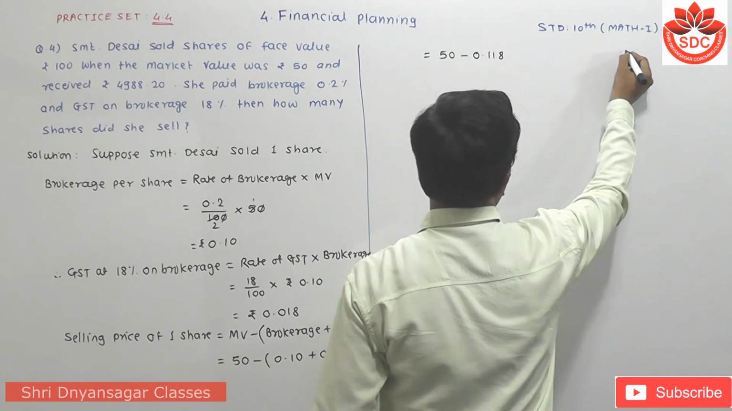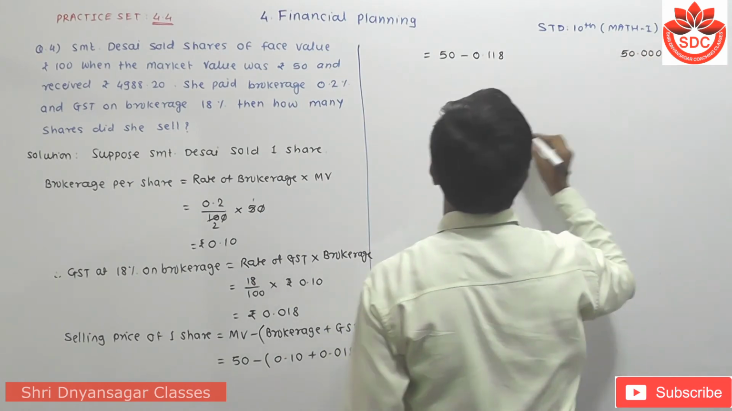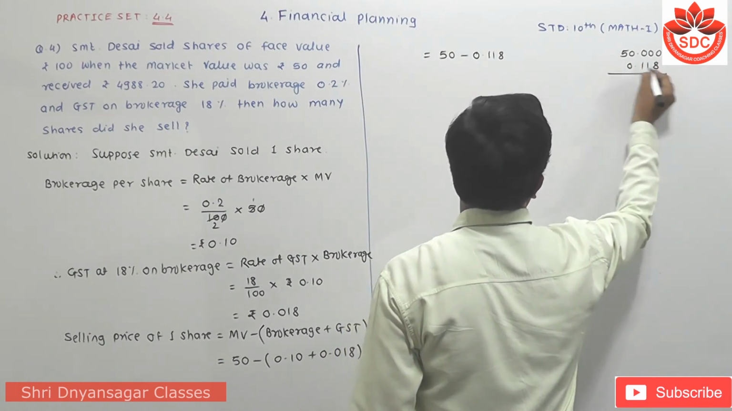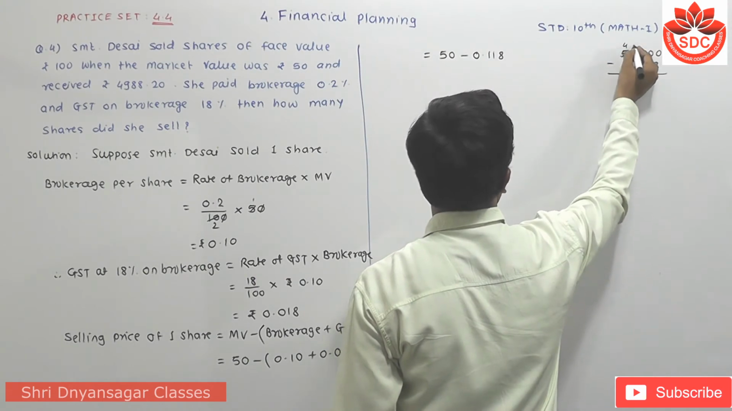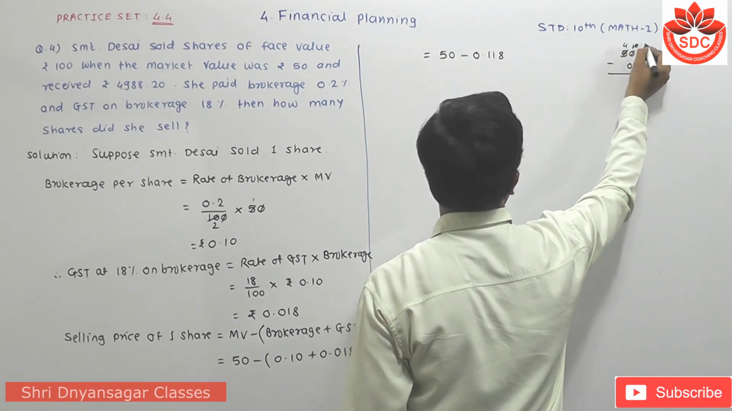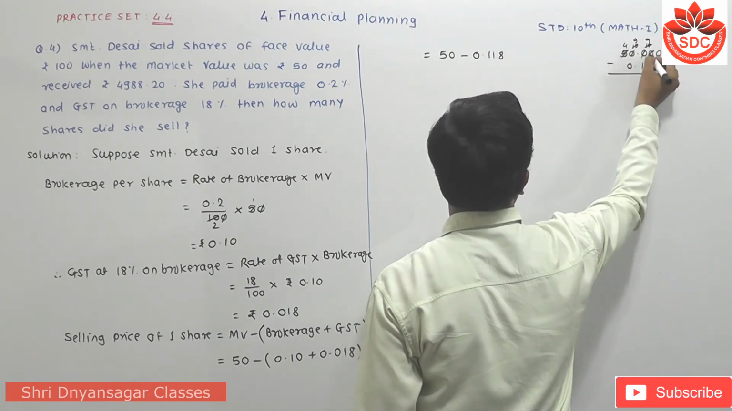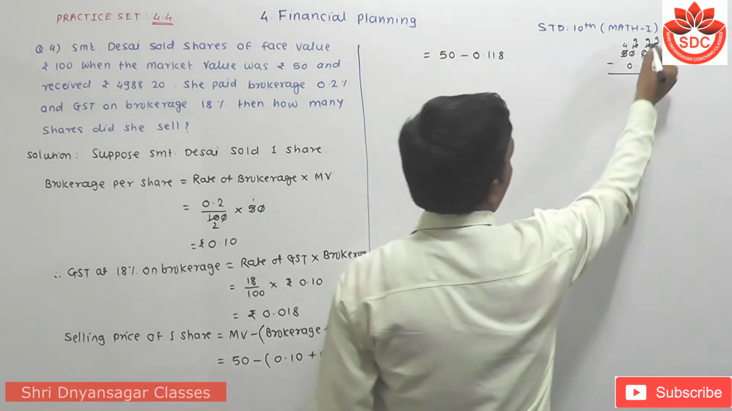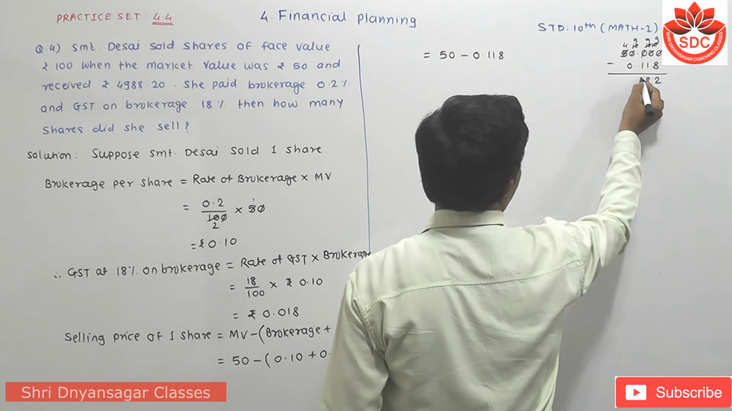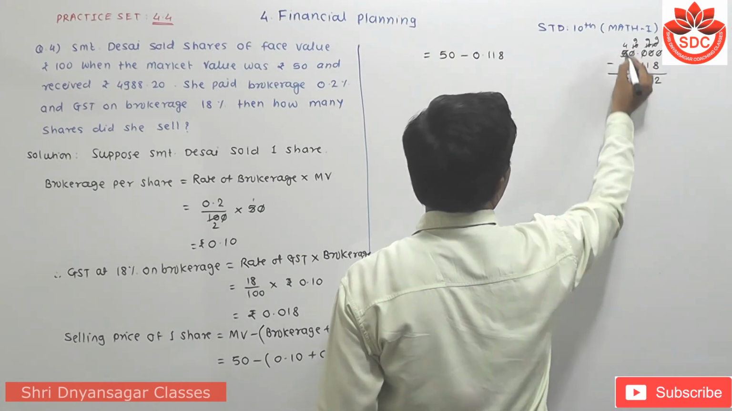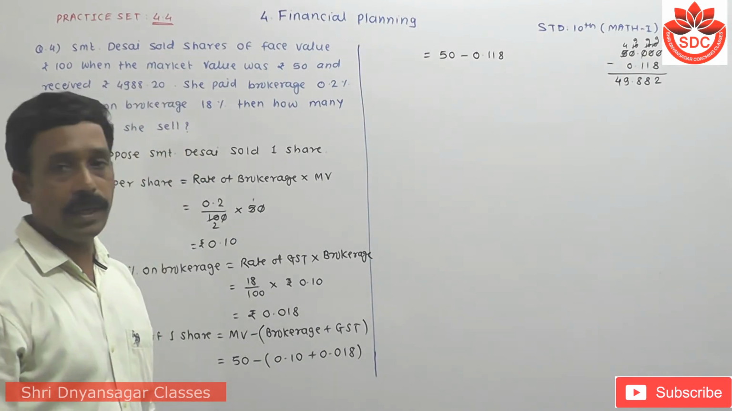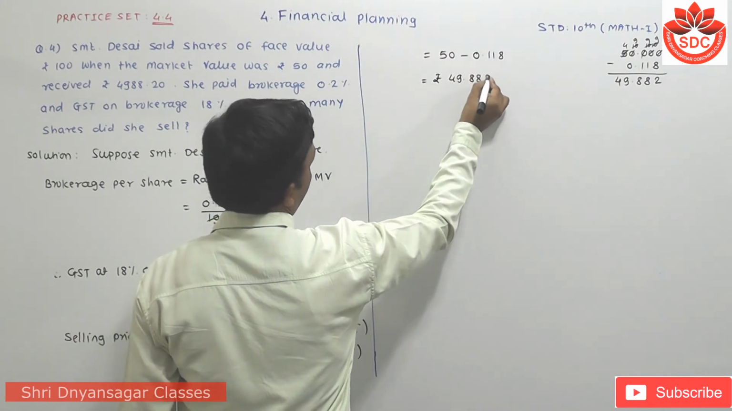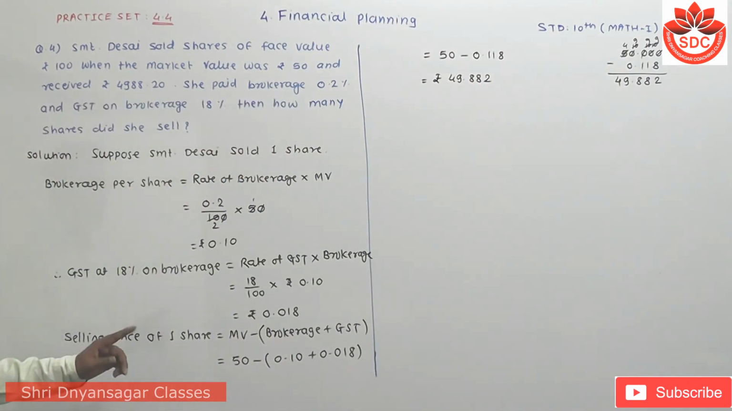Student, I have taken subtraction here: 50.000 minus 0.118. When we subtract, we borrow: 10 minus 8 becomes 2, 9 minus 1 becomes 8, 9 minus 1 becomes 8, the point as it is, 9 as it is, and 4 as it is. Means that 49.882. This is the selling price of one share.